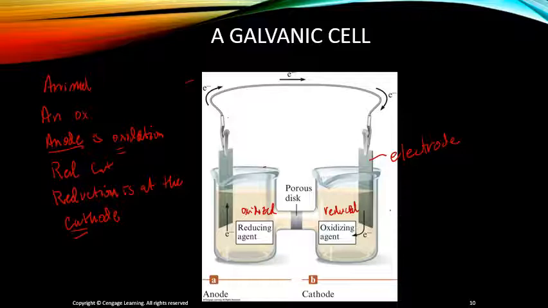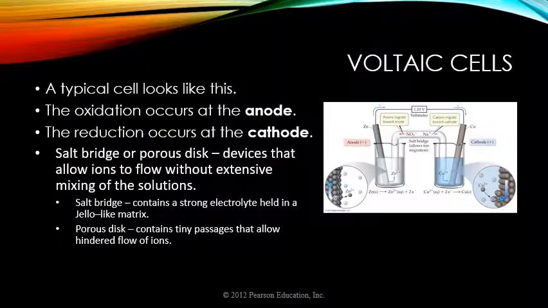So just be careful, because a lot of times they'll try to mess with you and put the anode on the right side and the cathode on the left. So just something to kind of watch out for as you start to look at problems. So here's another typical look for a voltaic or galvanic cell. This time we're using a salt bridge.